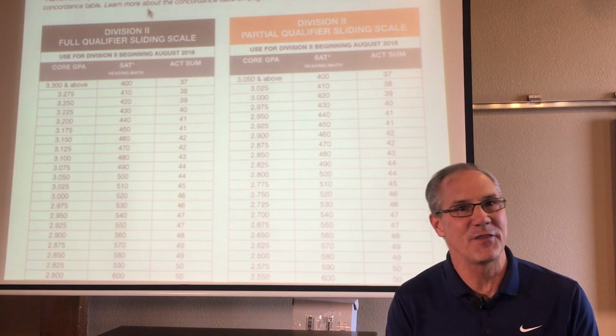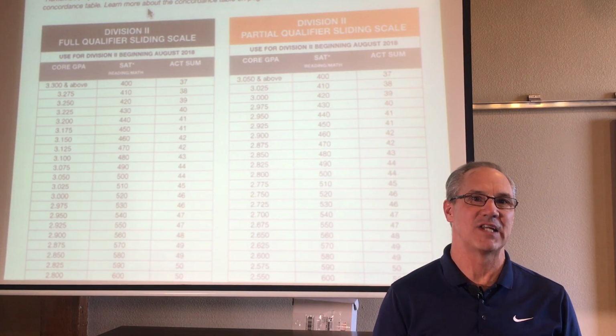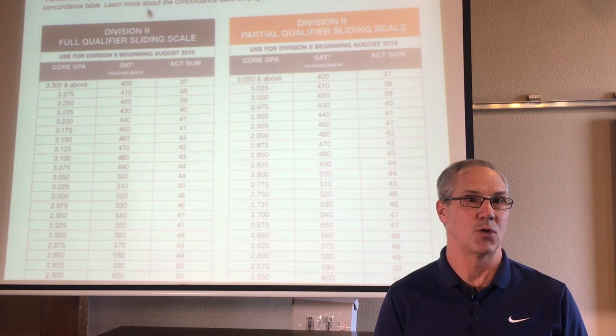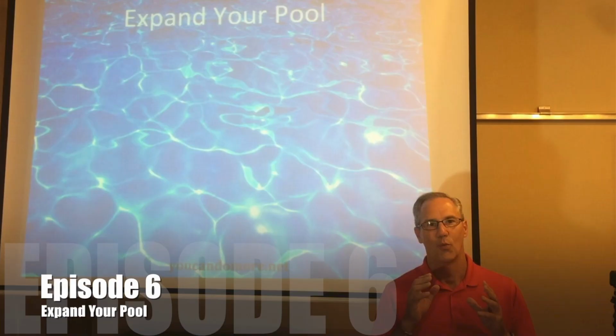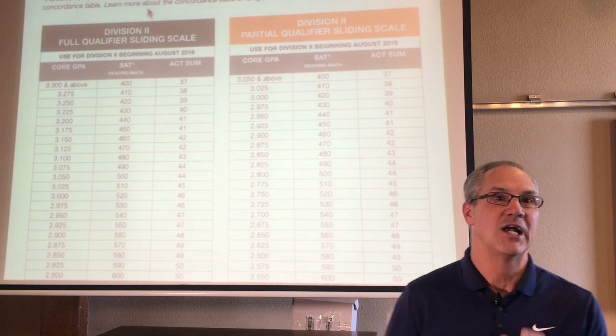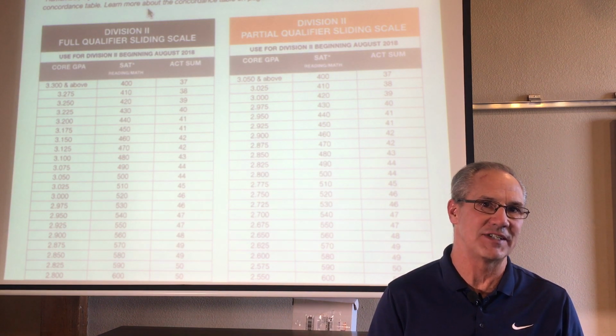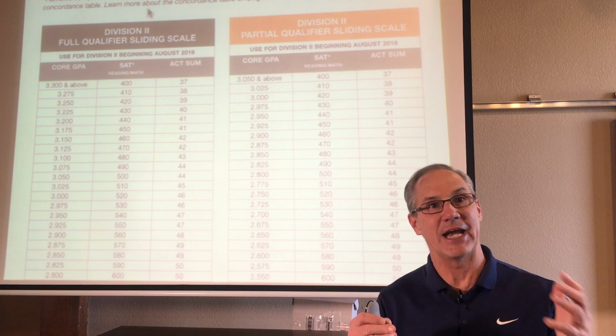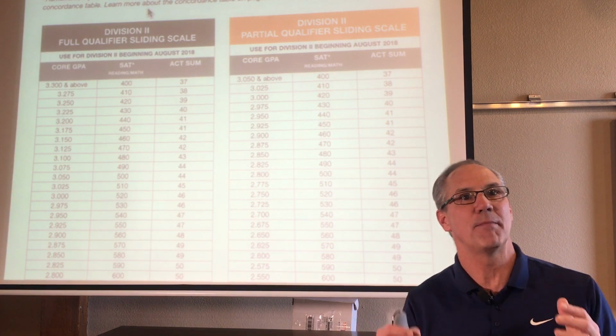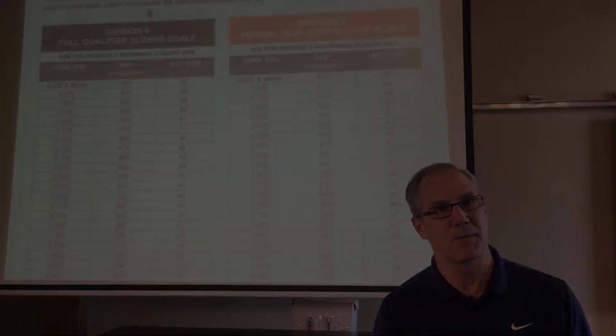Also, remember, athletic scholarships below the FBS level are often divided up into partial awards. Take a look at episode 6, expanding the pool. So it's quite conceivable that if you score well on your college entrance exam, this academic aid could be added to a partial athletic award, thereby increasing your total aid package.